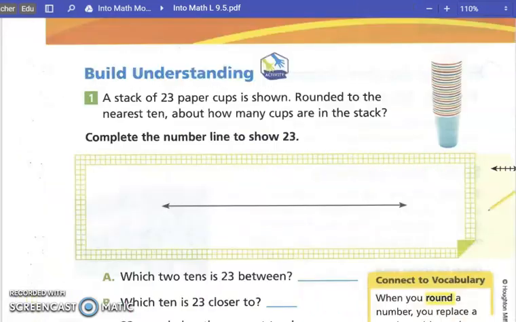Okay, we've moved on to page 258. Build your understanding. It says a stack of 23 paper cups is shown. Round to the nearest 10. About how many paper cups are in the stack?